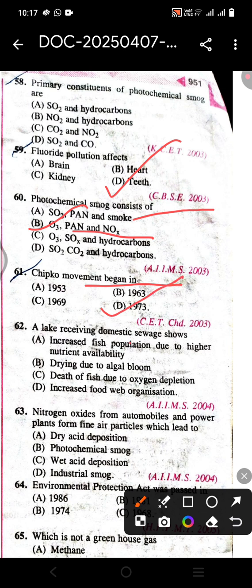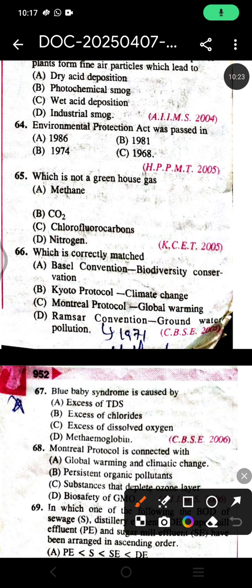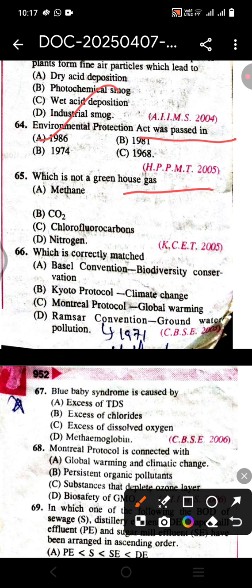A lake receiving domestic sewage shows death of fishes due to oxygen depletion, option C is correct. Nitrogen oxide from the oil and power plants forms fine air particles which lead to photochemical smog, option B is right. The Environmental Protection Act was passed in 1986, option A. Which is not a greenhouse gas? It is nitrogen, option D is correct.